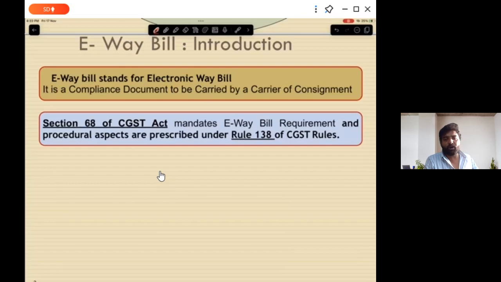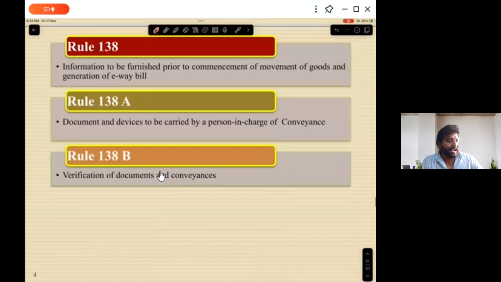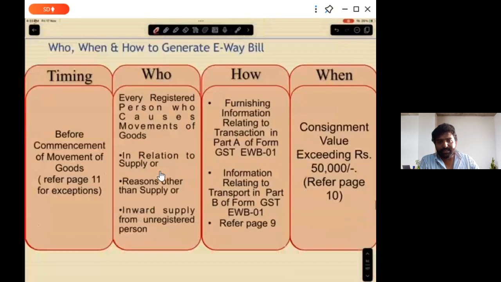This document is imposed by the power of a section under section 68. But the main thing we have to cover is there's a rule, and that rule is called rule 138. You need to remember this rule number. So e-way bill कहाँ से govern होता है? e-way bill govern होता है एक rule से. The name of the rule is rule 138 of CGST rules. And you know what rule 138 says? There are a lot of things rule 138 says. I'll start with a very important point. This is the point.